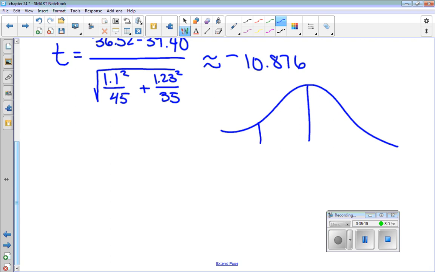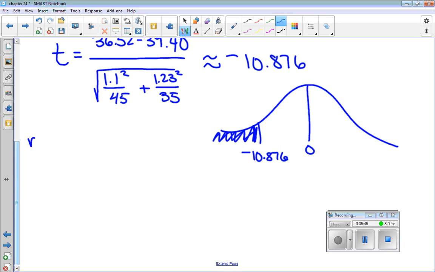To find our p-value, okay? So negative 10.876, 0, we're looking for a less than situation. What am I doing by drawing this? What am I telling my AP reader? I'm showing direction, I'm showing bounds, I'm showing all those things, right? All right, so what's next?